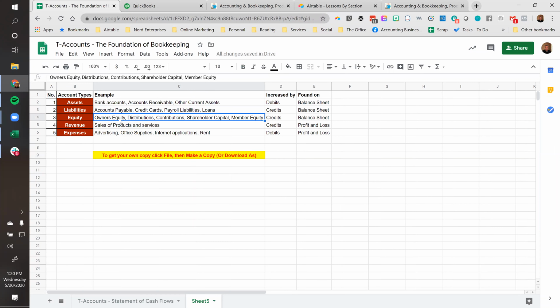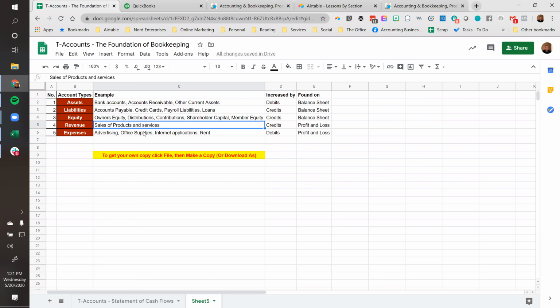Equity essentially represents the difference between the two. Assets minus liabilities equals equity. It's also known as the book value of the business. Examples are things like owner's equity, distributions, contributions, shareholder capital. There's a lot of different names that really mean different forms of equity, and the names change based on the type of entity. If I have a corporation, it's shareholder contributions and shareholder distributions. If I have an LLC, it's member contributions or member distributions. If it's a sole proprietor, then it's just owner contributions or owner distributions, and so on. They all really mean the same thing at the end of the day. We just use different names based on the type of entity we're looking at.